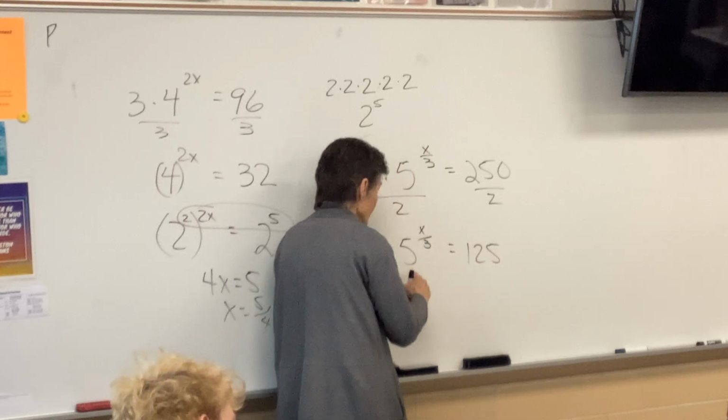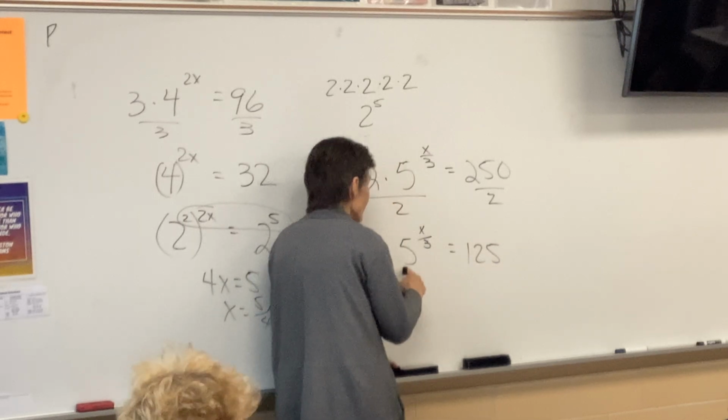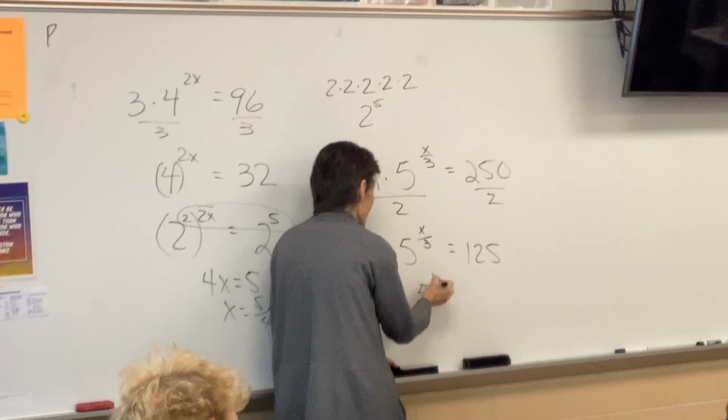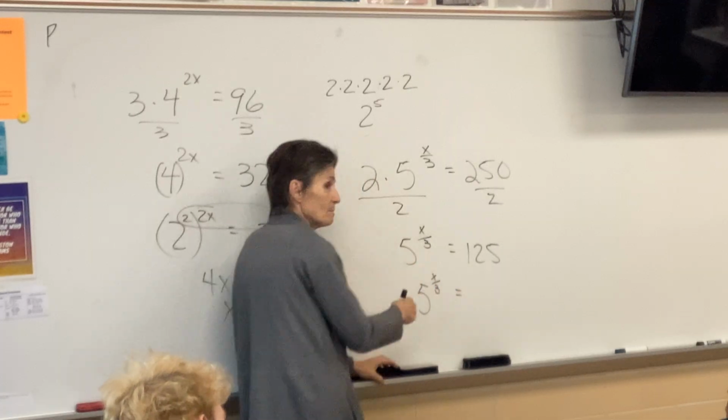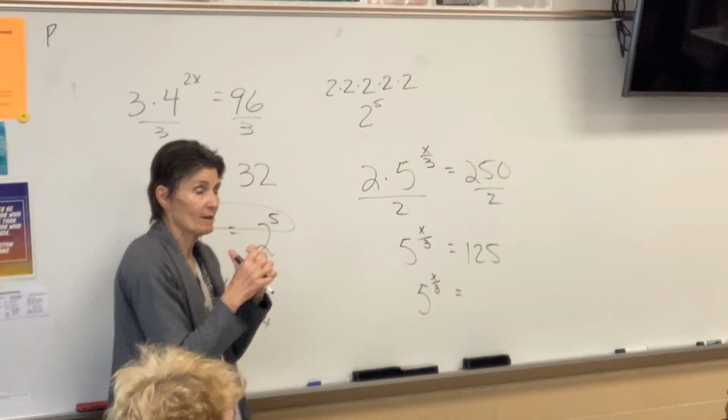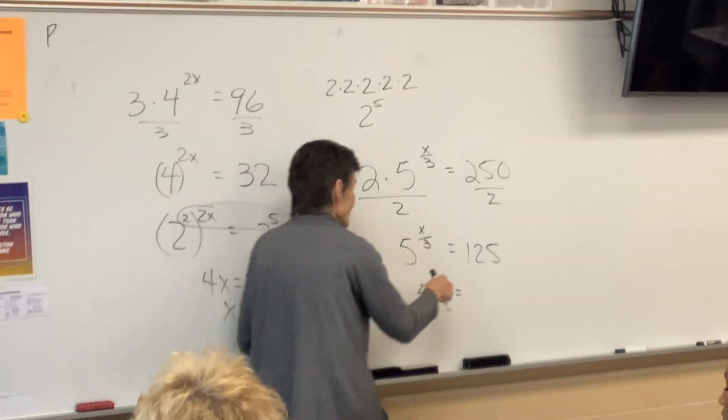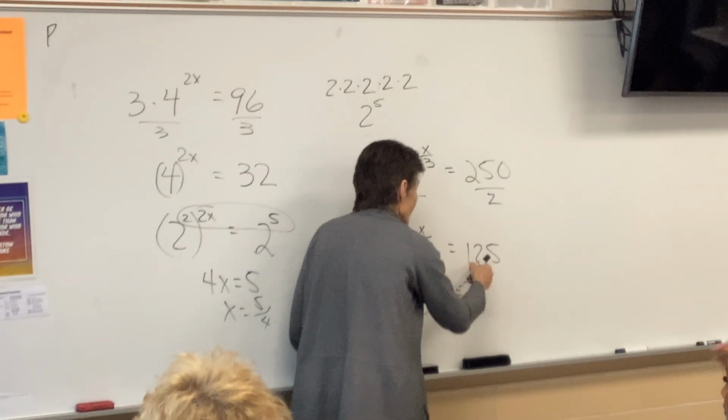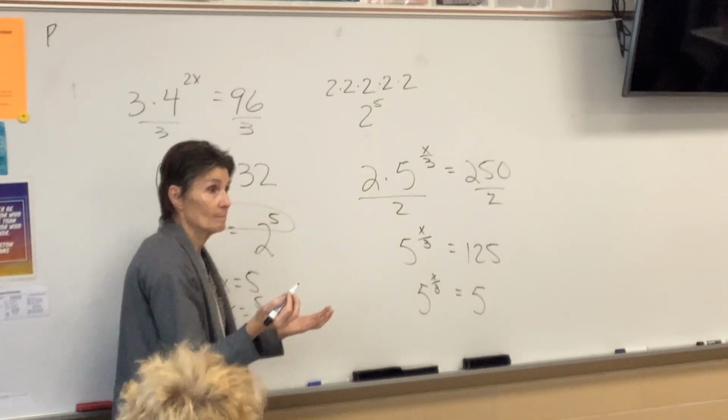You're going to be able to get both of these the same. 5 does not break down. So 5 is going to stay 5. There's nothing to do with 5. That must mean that 125 is 5 to something.